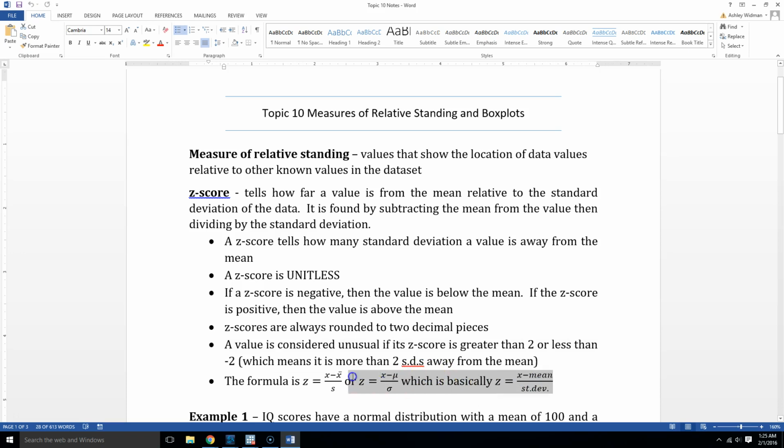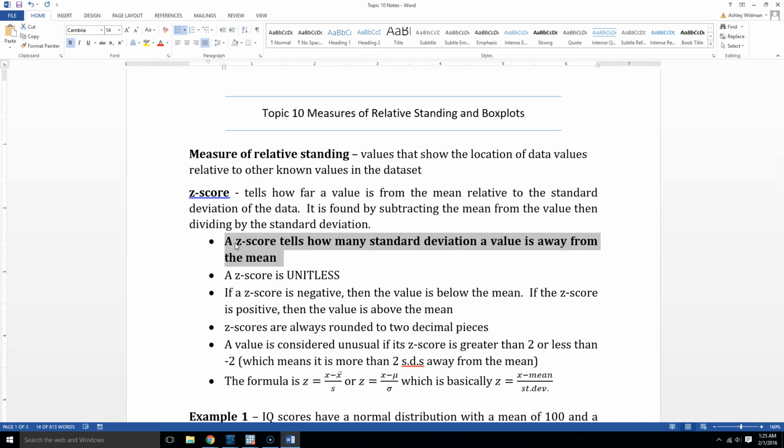And then lastly, a formula version of the description is the z value, the z-score, is equal to whatever your x is, your individual value of focus, minus the mean, divided by the standard deviation. So ultimately, what you want to remember is this one right here, that a z-score tells how many standard deviations a value is away from the mean. And if it's positive, it'll be above, and if it's negative, it will be below the mean.